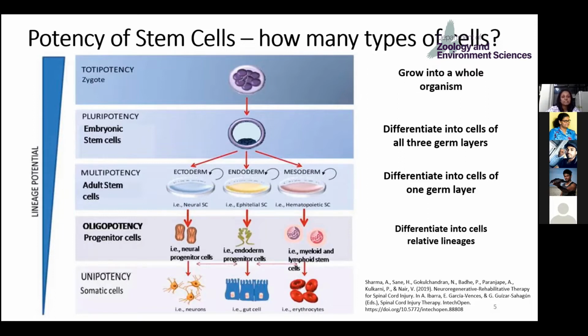So totipotent cells are the ones which can grow into a whole organism, and pluripotent ones are the ones which can differentiate into cells of any germ layer, and multipotent ones are the ones which can differentiate into cells of one germ layer, and oligopotent stem cells or the progenitor cells are the ones which can differentiate into relative lineage cells, and then the last ones are the unipotent or the somatic cells in our body. So that is the lineage of potency, or the potential of the stem cells.